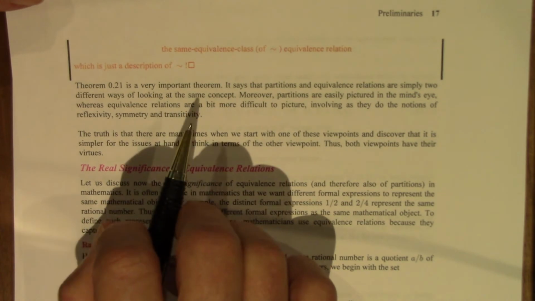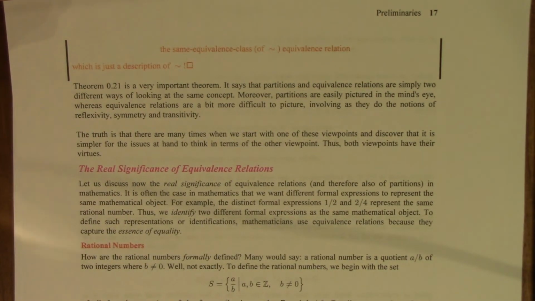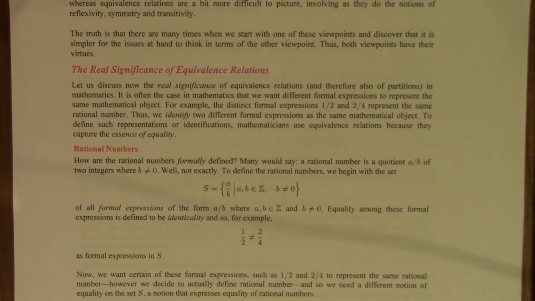This theorem is very important, though, because it says that partitions and equivalence relations are simply two ways of looking at the same concept. Partitions, on the one hand, are pretty easily pictured in the mind's eye. You can close your eyes and see a partition, these figures I've drawn. I didn't draw any figures for equivalence relations. They're a little less intuitive. So the fact that these are equivalent ideas is quite useful. There are times, in fact, when we start with one of these viewpoints and discover that it's simpler or clearer to switch to the other viewpoint. So both viewpoints have their advantages and disadvantages.